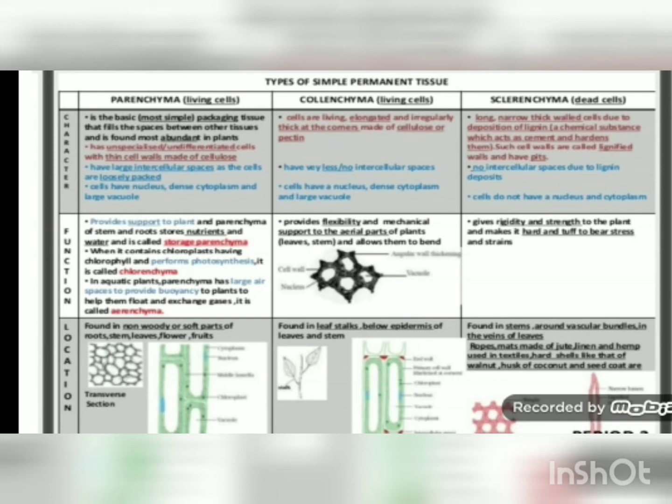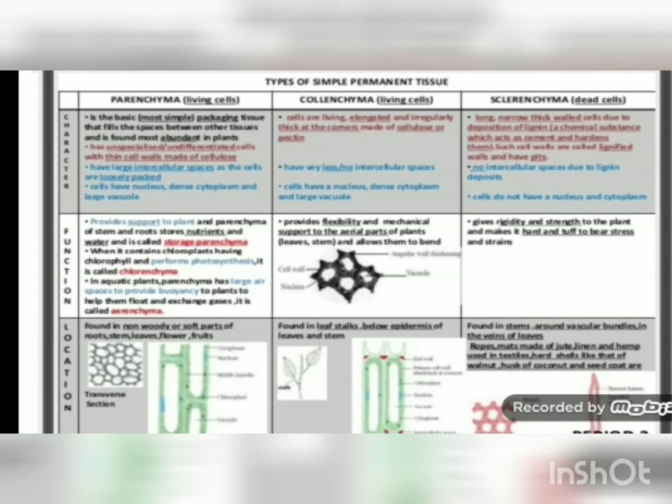Now about sclerenchyma. Most of the cells of sclerenchyma are dead cells. They are also long, narrow, with thick cell walls due to deposition of lignin. So the cell wall of sclerenchyma is thick, and there is deposition of lignin, which is a chemical substance that acts as a cement and hardens them, and that is why the sclerenchyma cells make that part, that tissue, hard.